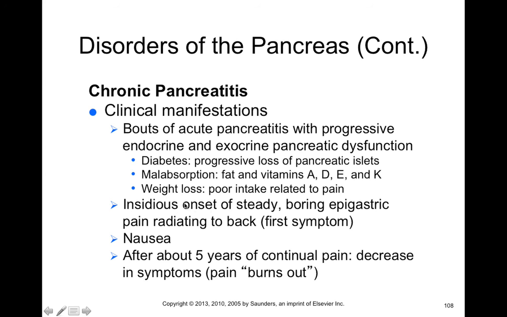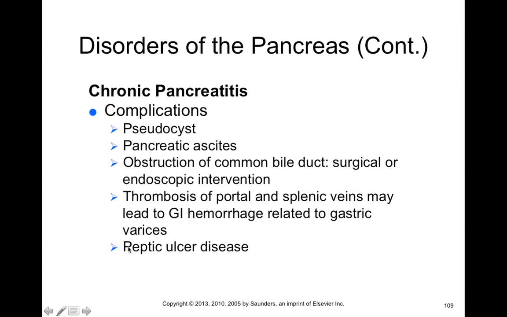it can be insidious if the onset is steady, and it's often kind of a boring epigastric pain that may come on first, which can lead to nausea. But typically, if someone has this unchecked for 5 years, this continual pain can lead to a burnout where someone actually no longer feels the pain associated with their pancreatitis. So they feel like they're better, but the damage is actually continuing.